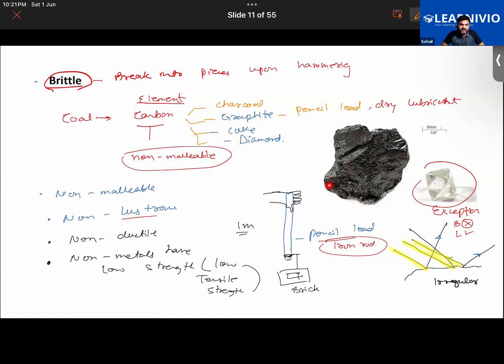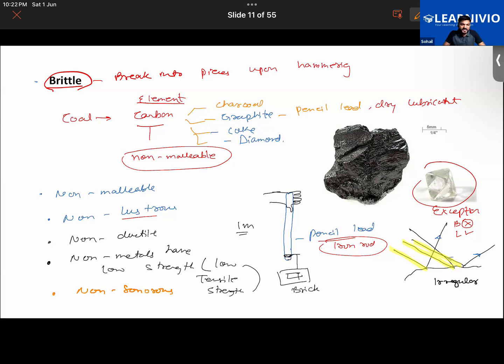If you were to drop a piece of charcoal on the ground, will it produce some sound? No, sir. It will be very little. So we say that they are non-sonorous, meaning they do not produce any sound. They are not capable of producing a ringing sound when struck.